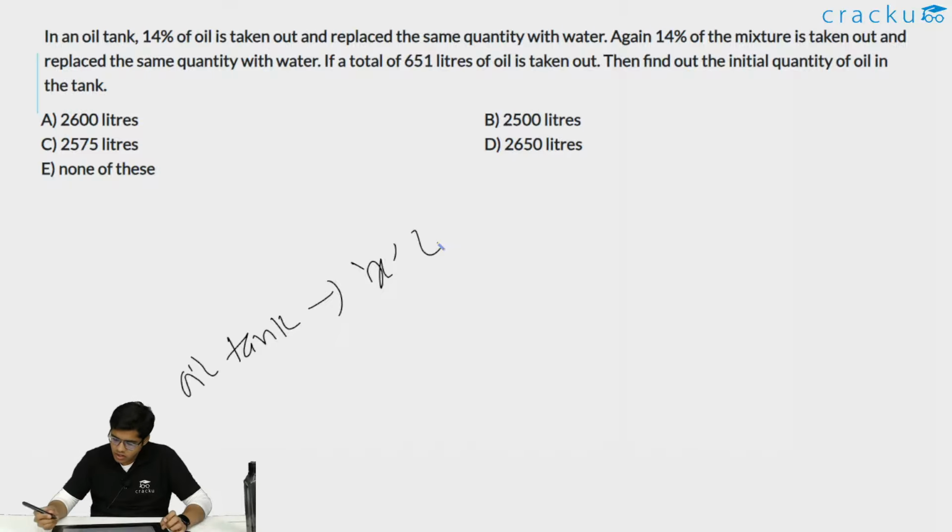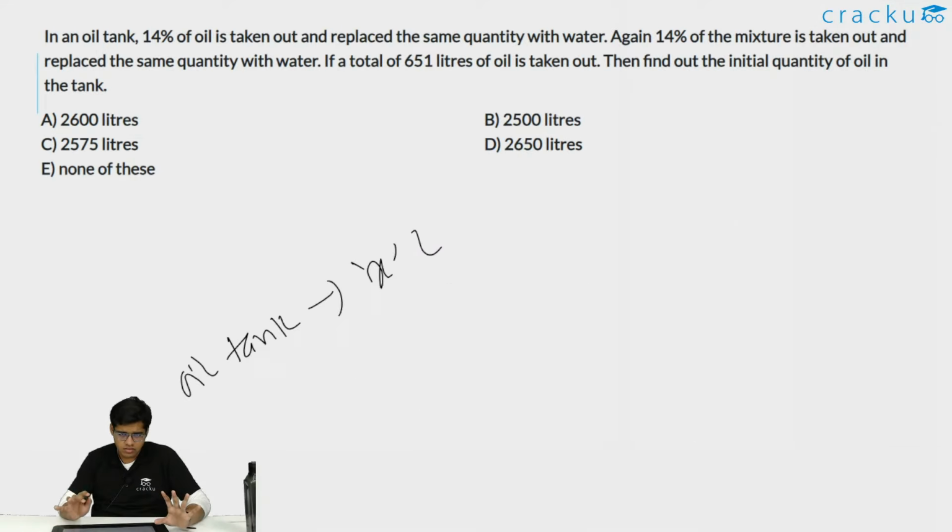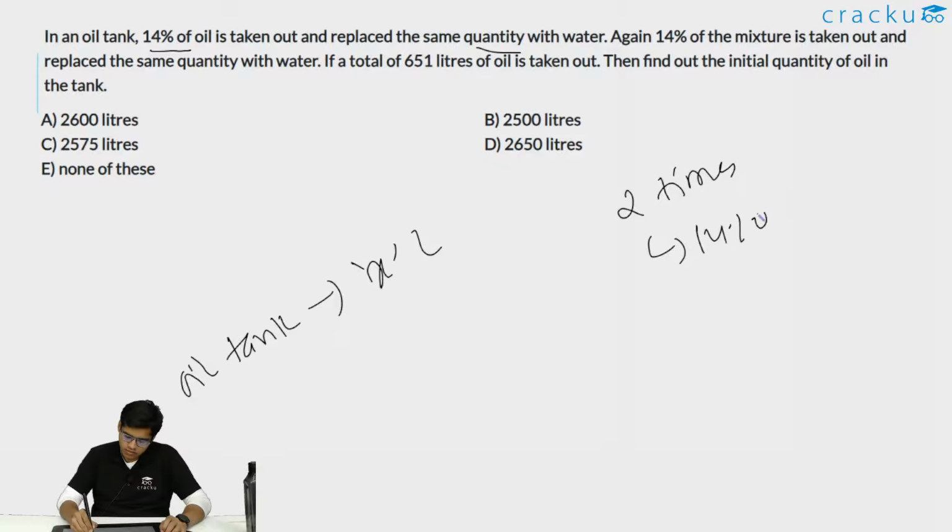Now guys, we have learned this replacement theory, right? Here we have learned the formula that the total quantity of liquid in the container is (A minus B) by A to the power n into A. So let's try to understand. When 14% of oil is taken out and replaced with the same quantity, and this is done again, it is done 2 times. So 2 times, 14% of oil is taken out.